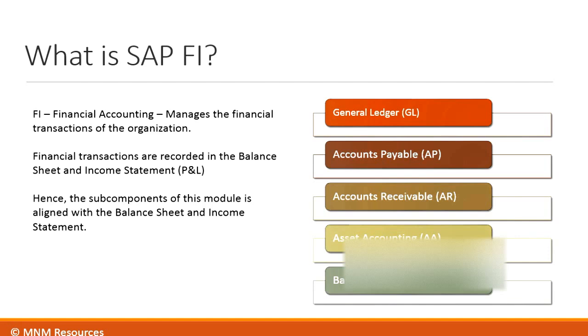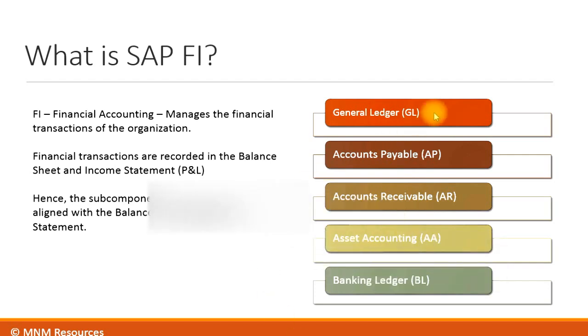Let's look at what SAP FI is. The FI acronym comes from the financial accounting module of SAP. Financial accounting manages the financial transactions of the organization. Now, as you know, financial transactions are recorded in the balance sheet and income statement of an organization. So the subcomponents of this module are aligned with the balance sheet and income statement. Now you will understand in more detail when you look at the subcomponents of the FI module.